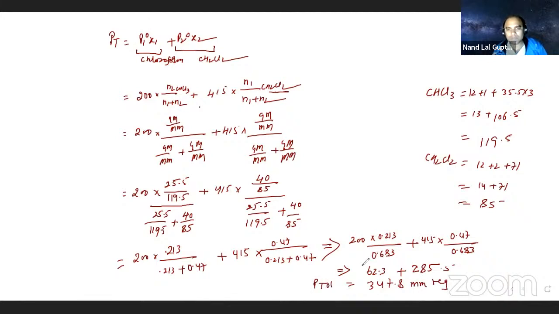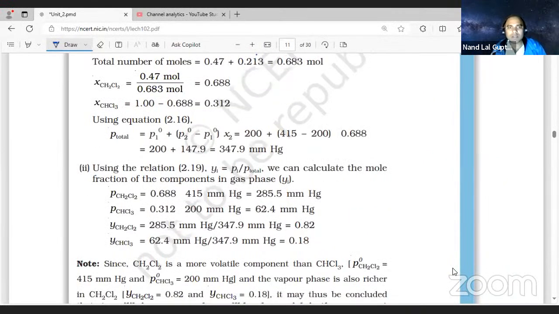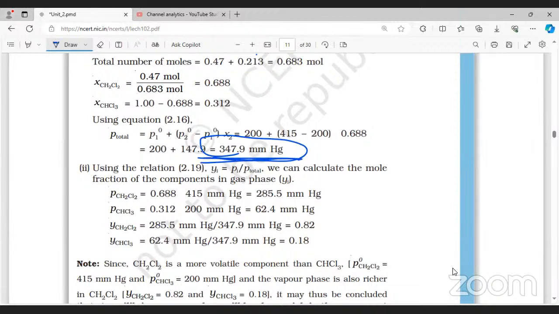P total has come. This is a 3 mark question. How much is the answer coming? 347.8. Now, if you cannot check, I am going to check and show you. See here the answer. How much is it? 347.9. Can you check? Yes, sir, checked already. Okay.